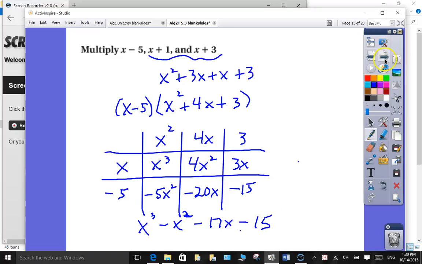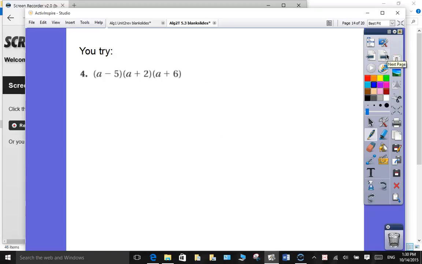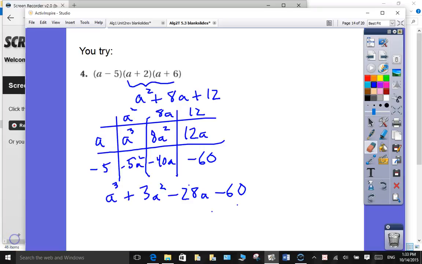Try the next one. Check my math. What's that? Is that what you got? Okay. Is that right, Michelle? So the main thing is, if you have more than 2 factors, you're going to have to multiply 2 at a time. That's all you can do.